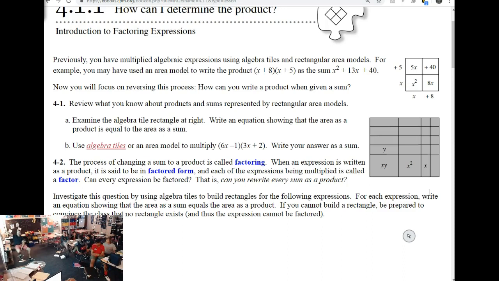I could set up my little multiplication rectangle.